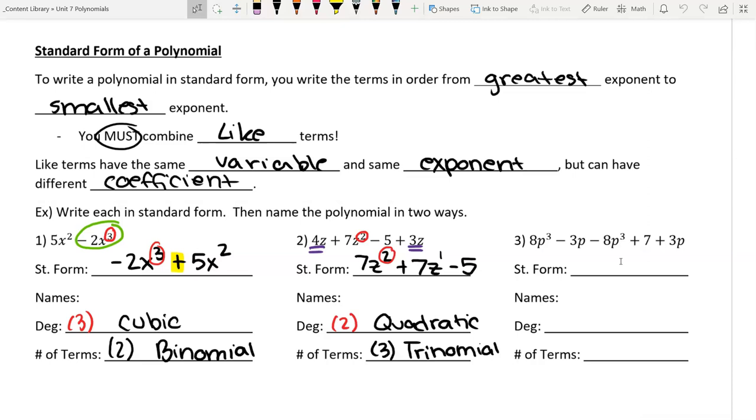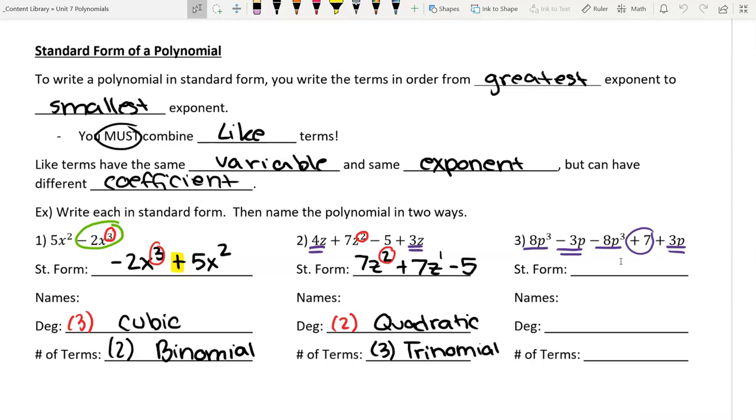I'm going to go through this and just show you which ones are like terms first. So 8p to the third and negative 8p to the third. Those are like terms. Negative 3p and positive 3p are like terms. And then 7 is its own like term. So go through those. Hopefully you got this, but this one's kind of weird.